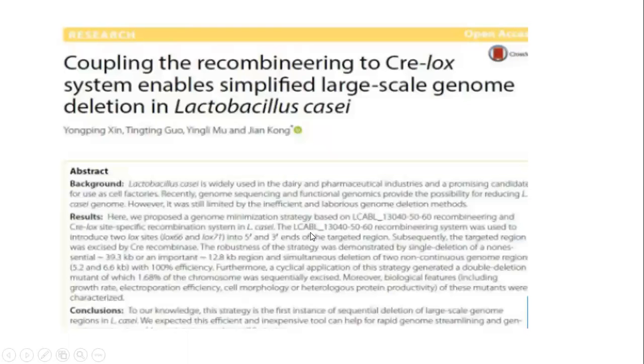Okay, एक छोटा सा paper है where they are talking about coupling recombineering to the Cre-Lox system, which is enabling simplified large-scale genome deletion in Lactobacillus casei. So if you guys have got time, you can go through it to understand, but it's okay. Just remember about the Cre-Lox system. So Lox, आपका recognition sites, Cre is the recombinase. Just remember all these things. That is more than sufficient.